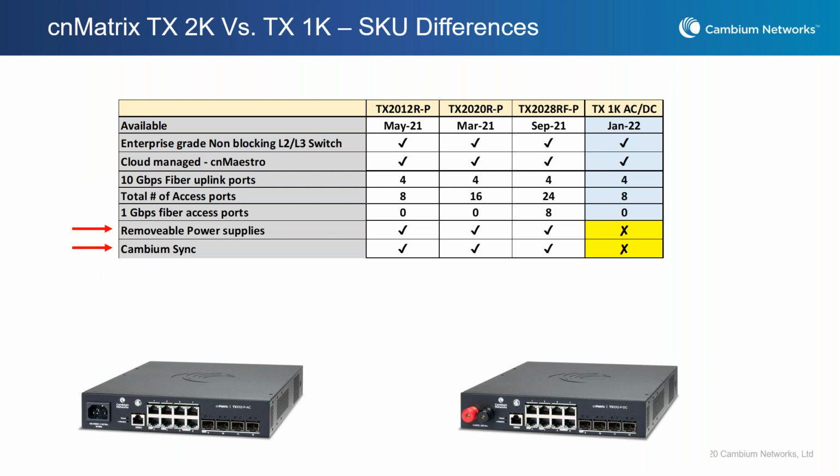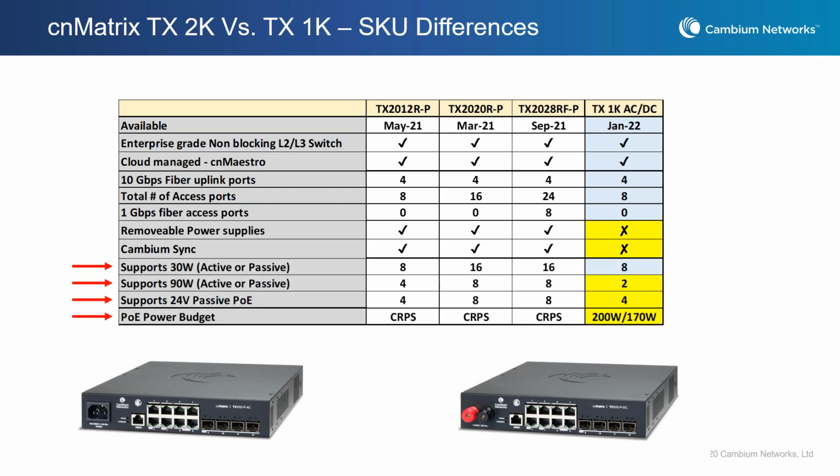Removable power supplies. The TX2K has removable power supplies. For the power supply that you choose, we have AC, we have DC, we have different sizes depending on what type of devices you're going to be using. The TX1K does not have removable power supplies. It comes with a fixed internal supply. Another difference on the TX1K is it does not support Cambium Sync. Okay, other differences, the 2 main differences are just kind of speeds and feeds.